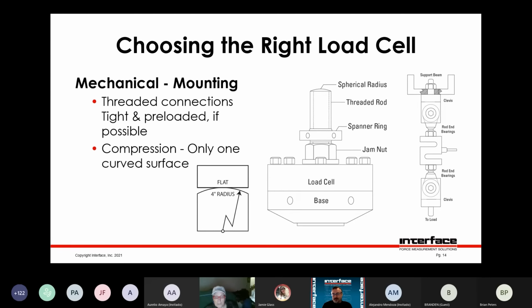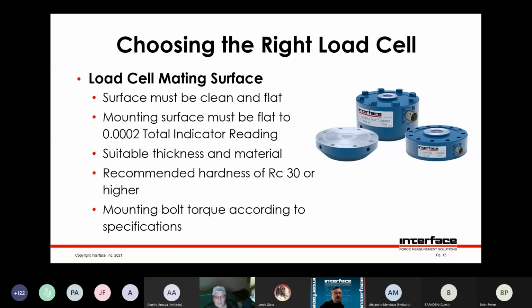If you have two flat surfaces, you don't really know where the load point is. It may be in the middle, maybe towards the edges. If you have two radiuses, they'll tend to slide apart from each other and create bending, and it can be dangerous, actually, if the load cell shoots out under load. Mating surface interface low profile load cells are sold with or without bases, but if they're mounted to a base, then the base provides an appropriate mounting surface.